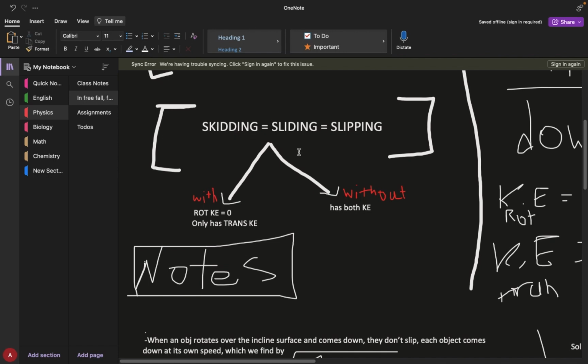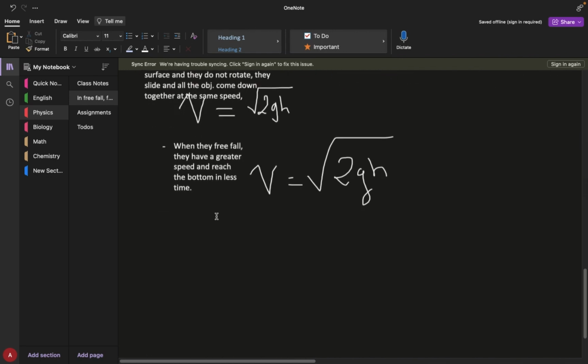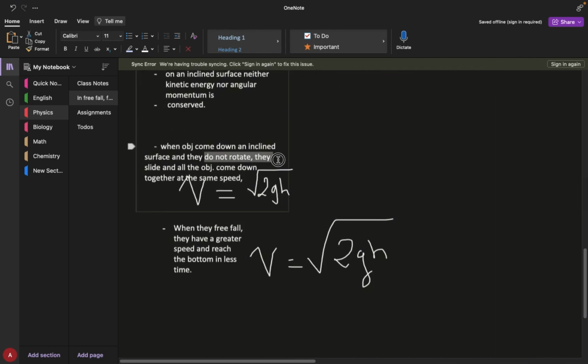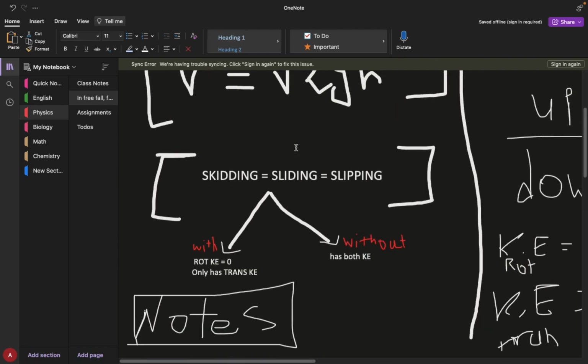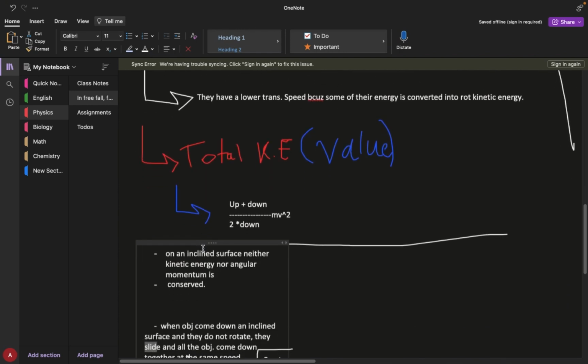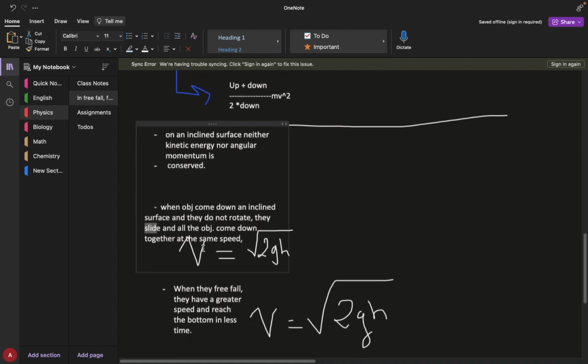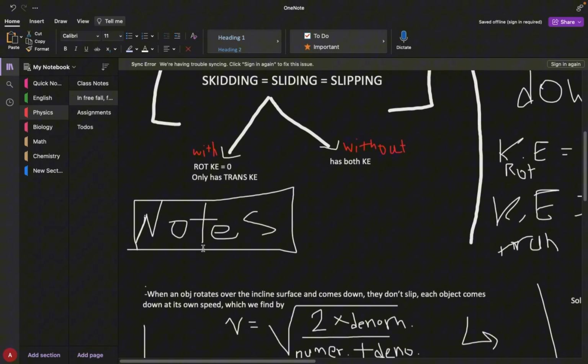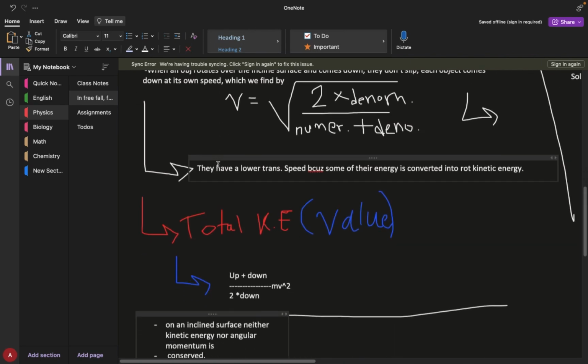So with sliding, we have zero rotational kinetic energy. No wonder we're not going to rotate, because not only does it tell me that we're not rotating, that's one hand, and it says they slide, that's another hand. They all tell me that the rotational kinetic energy is zero. So we only have translational kinetic energy. By the way, guys, I think I did say that they won't really ask for the velocity here, but if they did, you know what to do.